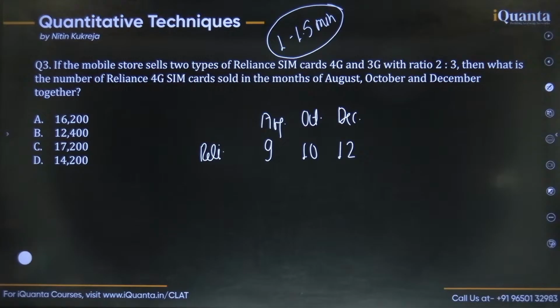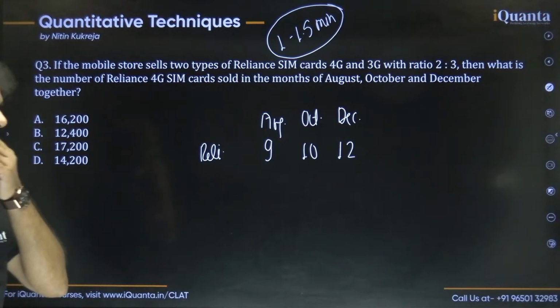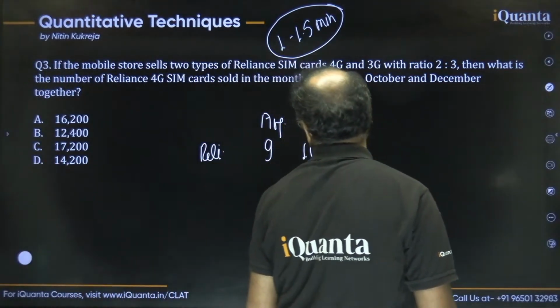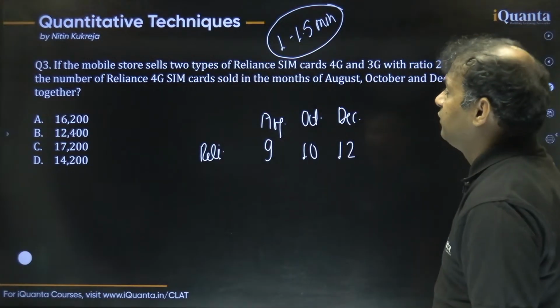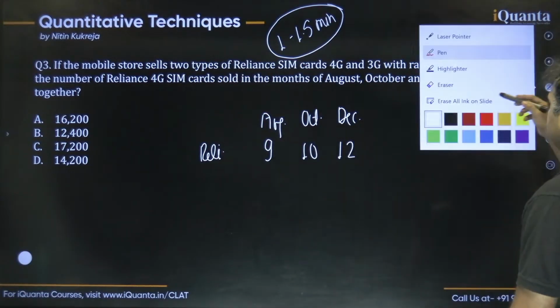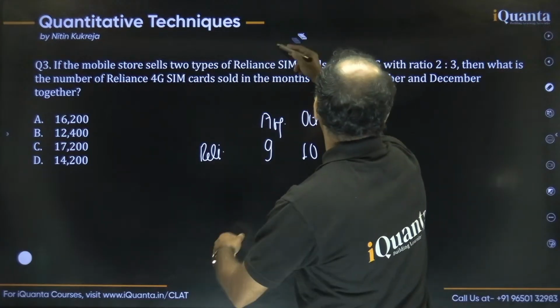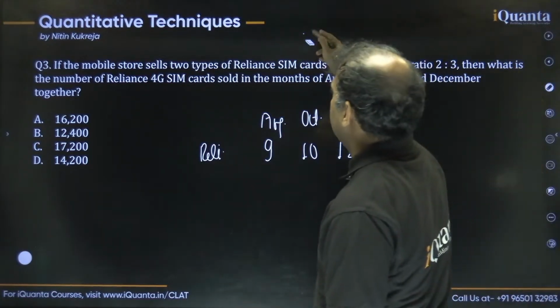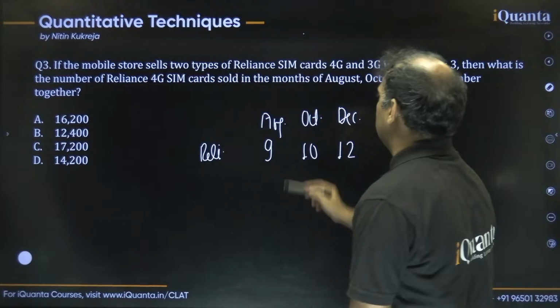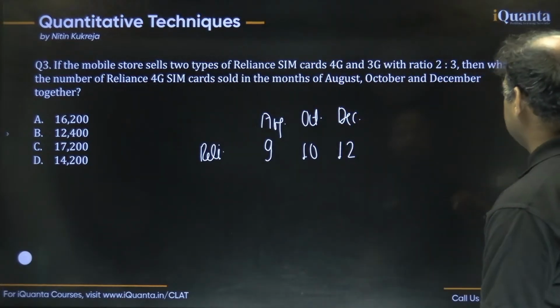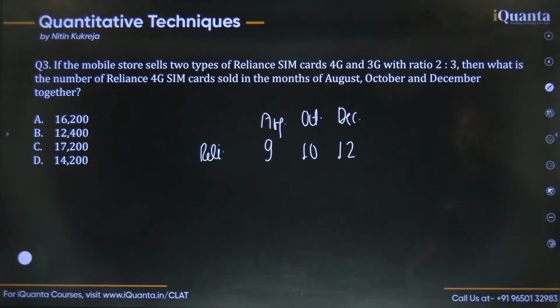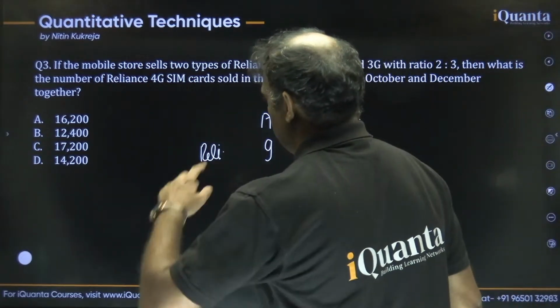There's no answer. Maybe I need to solve this. It's okay. So what they are saying is that the mobile store sells two types of Reliance SIM, 4G and 3G, in the ratio of 2:3. Then what is the number of Reliance 4G SIM cards sold in the months of August, October and December? This is what they are asking. Alright, so how can we do that?